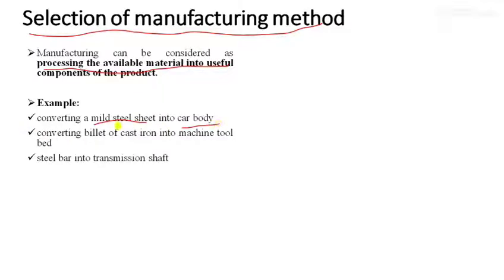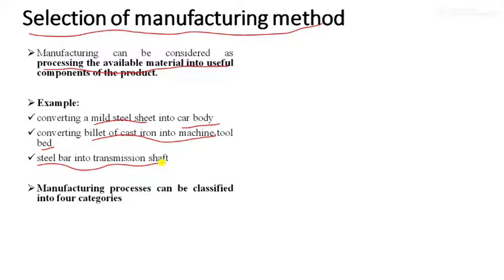Let us take an example: converting a mild steel sheet into a car body. The steel sheet is a material and the car body is nothing but a component. So it is the processing of available material into useful components of the product. Converting a billet of cast iron into a machine tool bed. Converting a steel bar into a transmission shaft. These examples help you understand what exactly manufacturing is, which is nothing but processing the available material into useful components of the product.